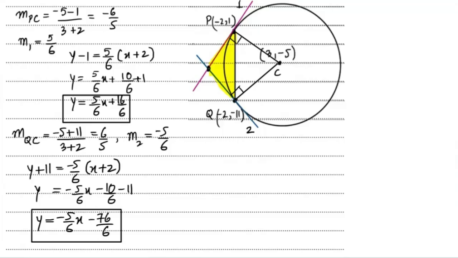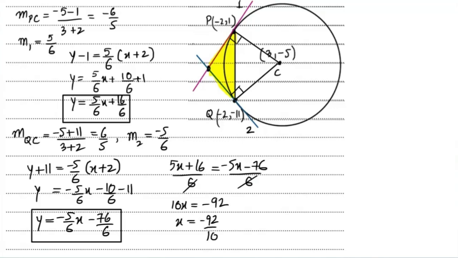Okay, so now I solve them simultaneously, which means I need to equate these lines. 5x plus 16 over 6 equals minus 5x. I'm expressing them with a single denominator, so I can get rid of the 6. 10x will be negative 92. So negative 92 over 10. I can keep it this way or maybe 46 over 5. So x is negative 46 over 5.